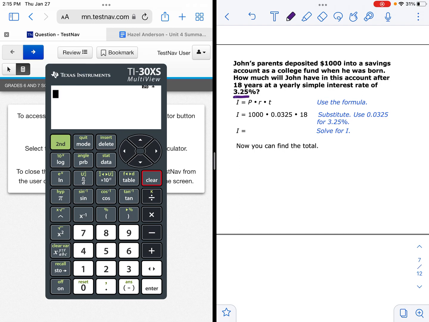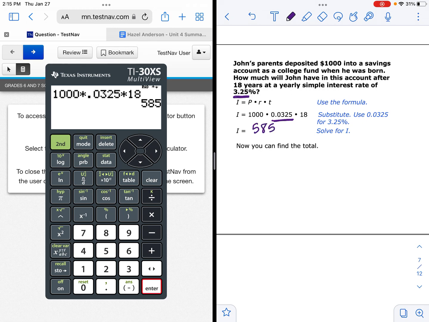So I changed this into a decimal. Remember, just move the decimal over 2 times, and then I'm just going to find out how much interest he's going to earn. So I have 1,000 times 0.0325 times 18. He's actually going to earn $585.